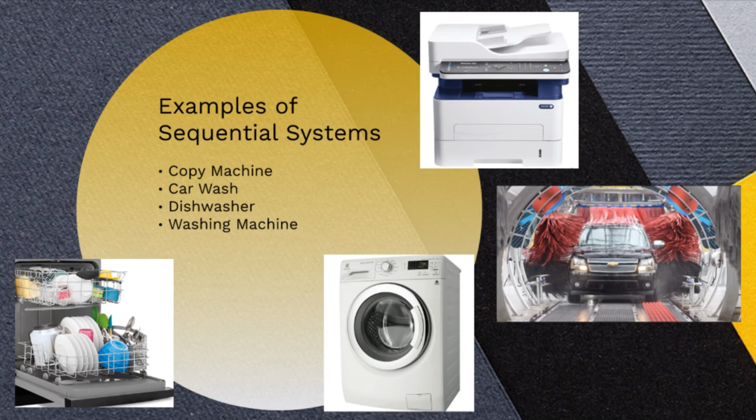We've learned that sequential processing is required to control many of the devices we use today, such as a copy machine. Other examples include a car wash, a dishwasher, or a washing machine, or any device where a given function in a series of sequential functions is reliant upon the outcome, or state, of a previous function.